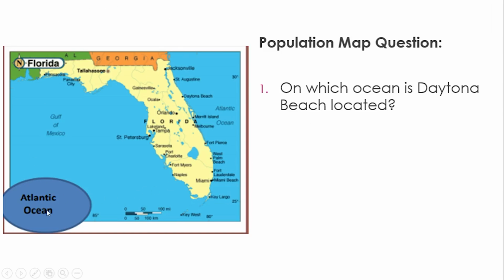Here is a map. On which ocean is Daytona Beach located? So we're going to look at our map, and we're going to find Daytona Beach, and it's right here. So which ocean is Daytona Beach located? It shows us that next to Daytona Beach is the Atlantic Ocean. So the answer must be the Atlantic Ocean.